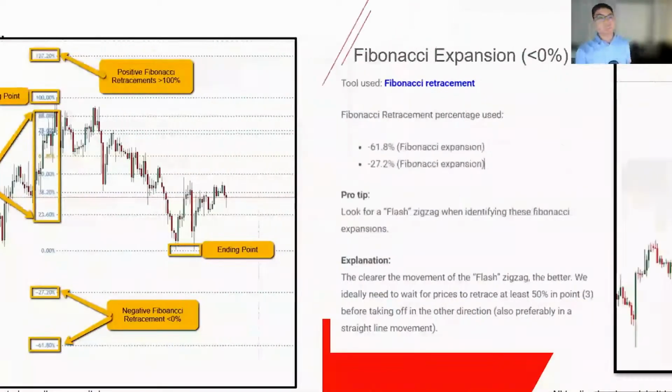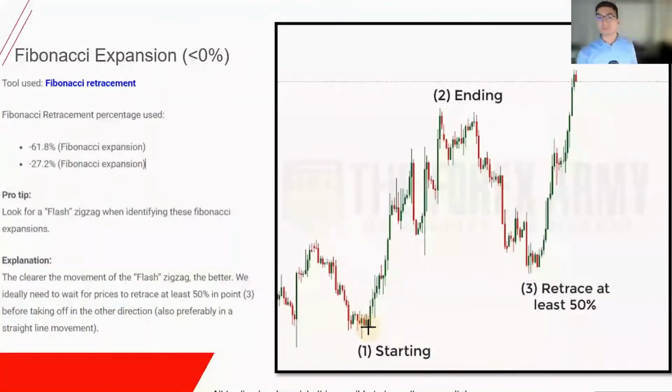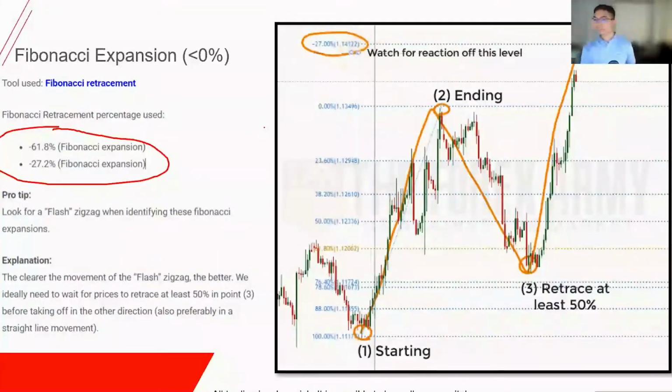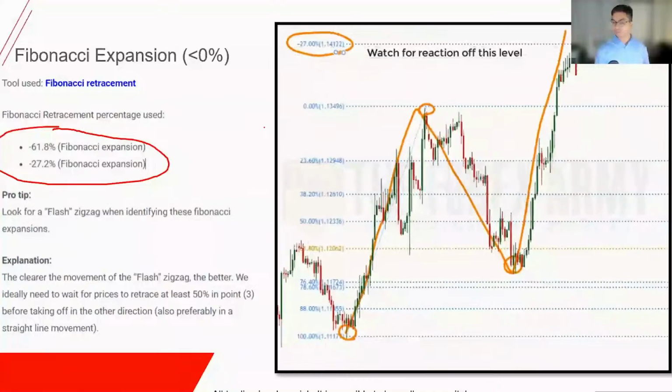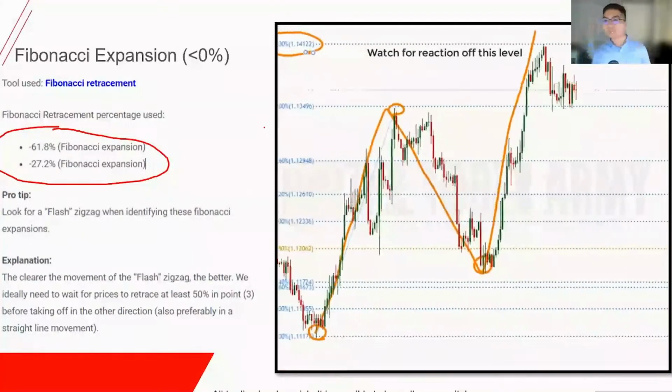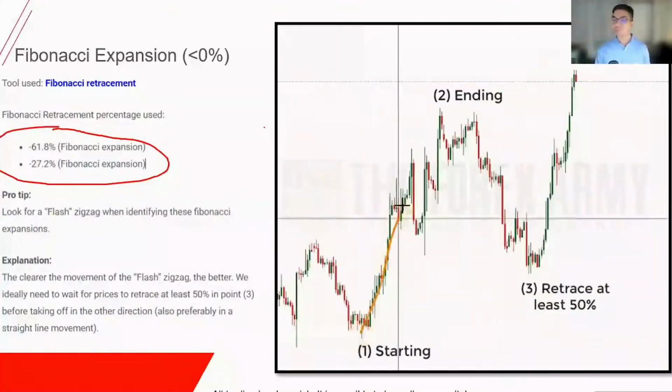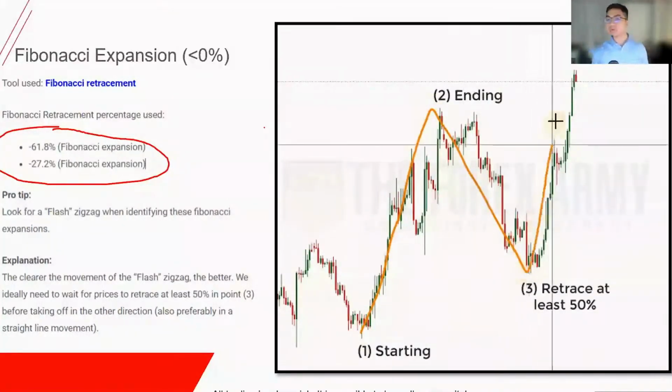Okay, today we'll just be focusing on the negative Fibonacci expansion. Using the Fibonacci retracement tool, we make use of the negative levels, namely the negative 61.8% and negative 27.2% Fibonacci levels. When using the tool, look out for a flash, zigzag, or lightning symbol. Ideally, price should retrace at least 50% in 0.3 as shown in the video right here before reversing off.